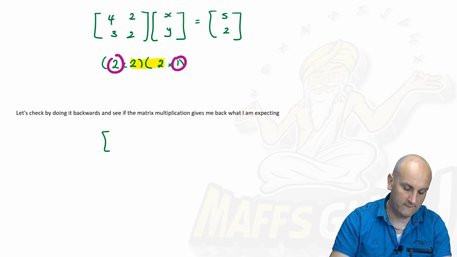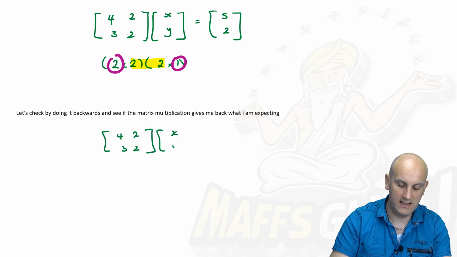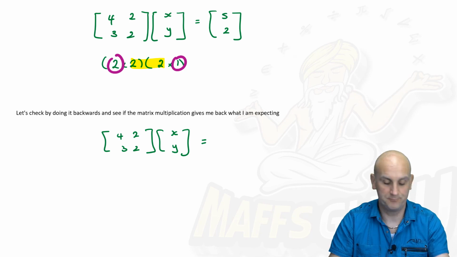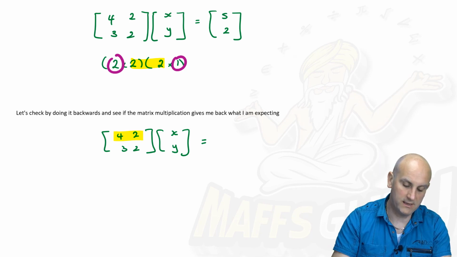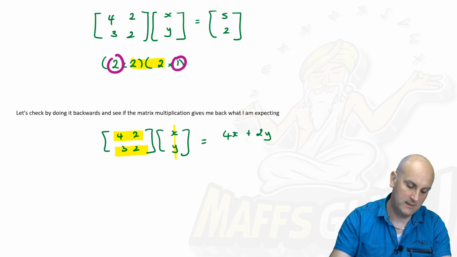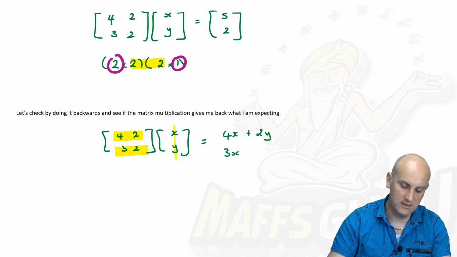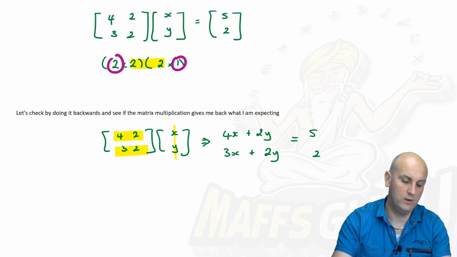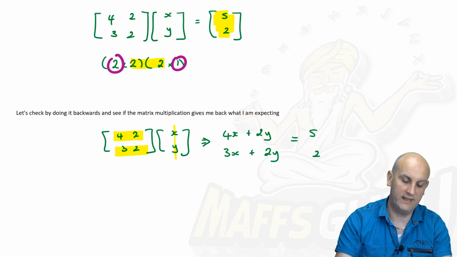We are going to do 4, 2, 3, 2 multiplied by x, y. And as I say, this comes up in another video. Row by column. So we get 4 times x plus 2 times y. Hold on a minute. And now we're going to do row and column again. And we're going to end up with 3 times x plus 2 times y. And that becomes equal to the value of 5 and 2, because we told you that in this matrix here.